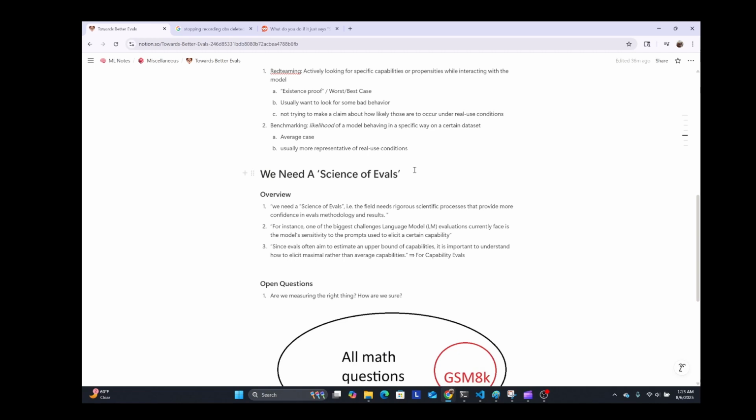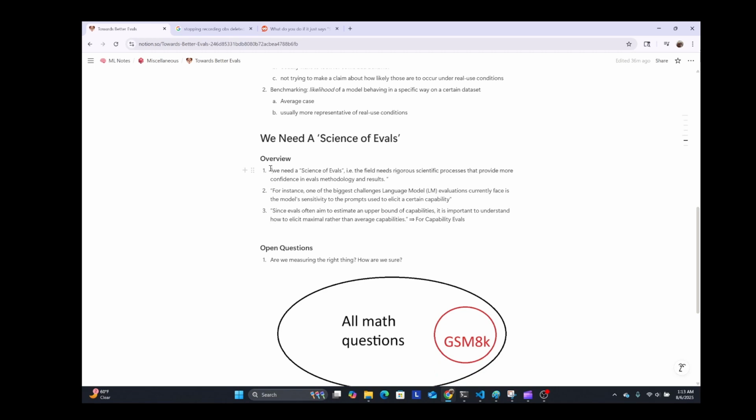This leads into the second blog post, which is called We Need a Science of Evals. The high-level idea is that because evals are used in very high stakes situations, for example, a lot of frontier safety labs rely on evals to consider whether or not they're going to deploy a model. They need to ensure that this model, under a bunch of different adversarial prompts, does not do these bad behaviors. Because of this, it's necessary that there's more rigor and scientific process in their development and their use.